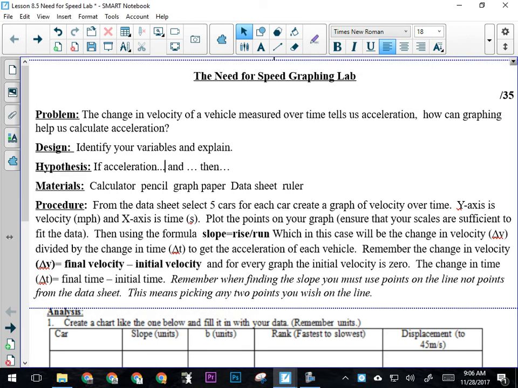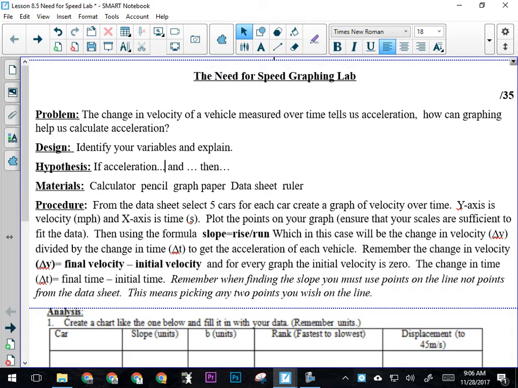So like we said, calculating acceleration from a velocity versus time graph is the big part of this lab. We have to remember how we do that. That's not something I'm going to give away, because at this point you guys should know it. Our variables: we're looking at a velocity versus time graph in this lab. So what two variables usually go on a graph?